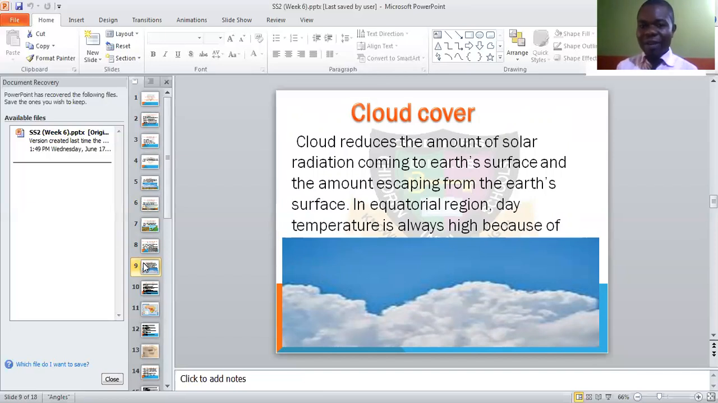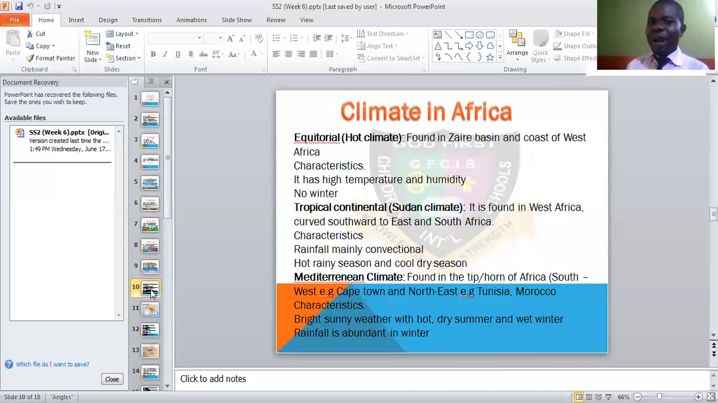This is a cloud. It can make a particular place become hot, especially the equatorial region. We will look at those regions when we are talking about climate and vegetation very soon. Then we also need to look at the climate in Africa. We have the equatorial, that is what I just said, the hot climate. They are found in the Zaire Basin and the coast of West Africa.